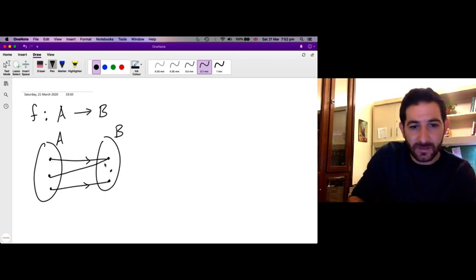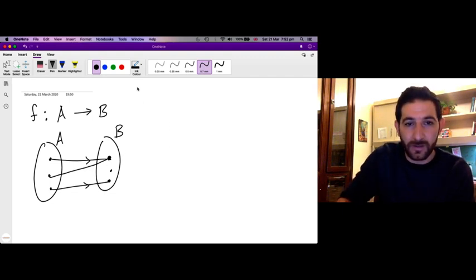Because this element is assigned one element here, this element is assigned this element here. It is the same, but it's only one. Okay, and this element is assigned this element. So every element in the domain has one and only one element in the codomain.